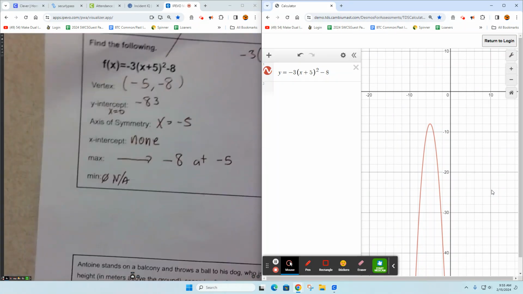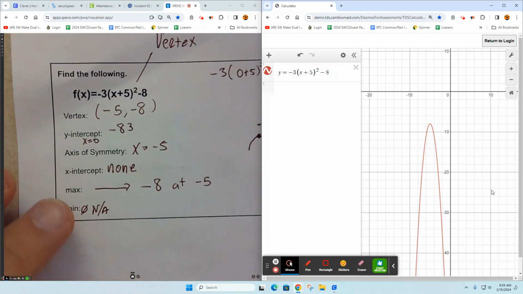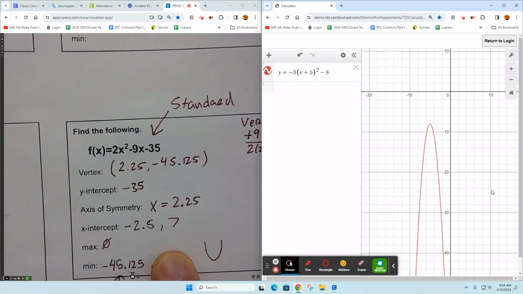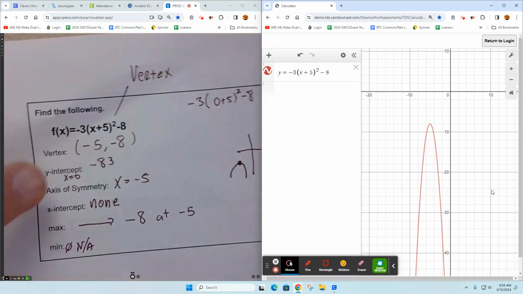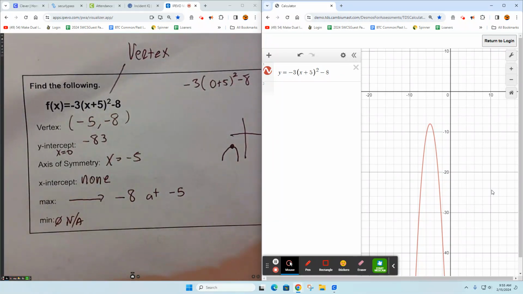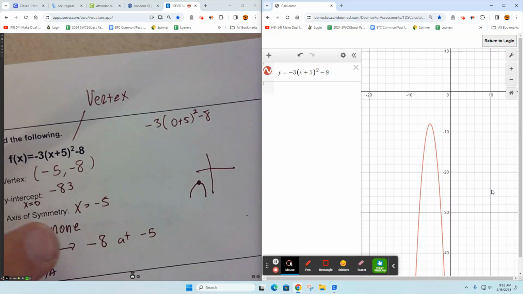Say again? The last one? I thought you said that one was negative 2.5. No, that was the one I did. And then I turned to the page and I did this one. And there's none.